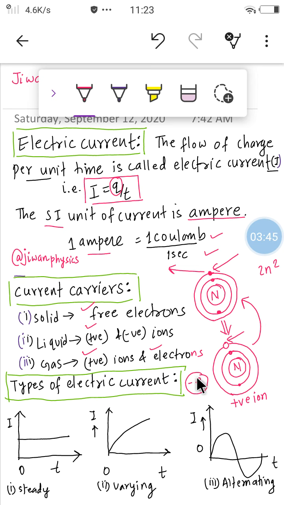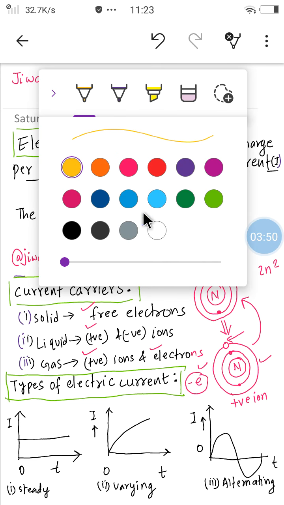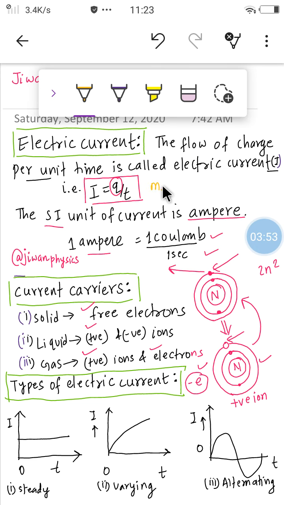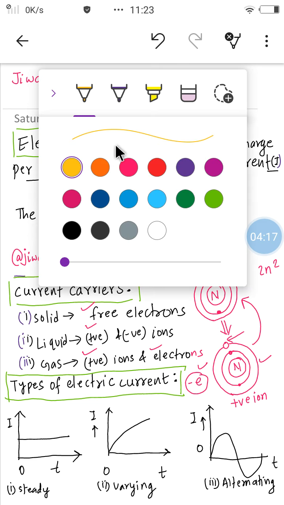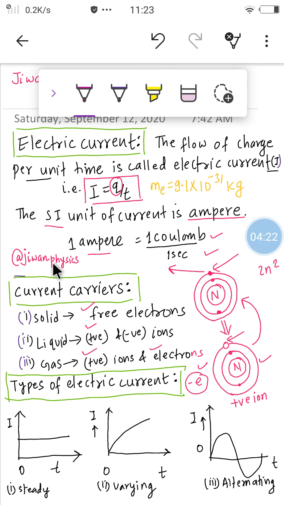So let us compare the mass of electron with positive ion. Now mass of electron is 9.1 × 10 to the power minus 31 kg, and this mass is very small, but it plays a significant or major role at atomic level. Now let us find the mass of this positive ion. Okay, so the mass of positive ion, let me write over here.